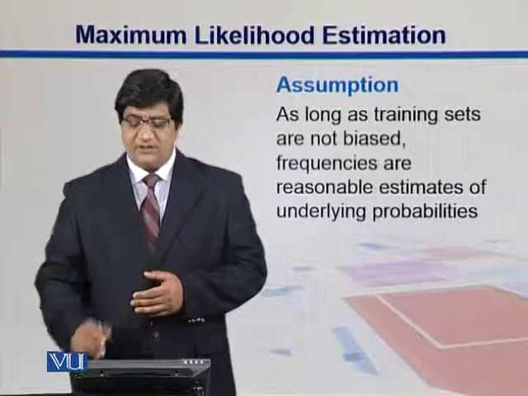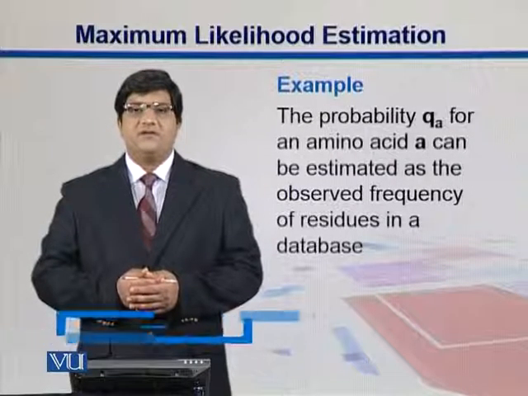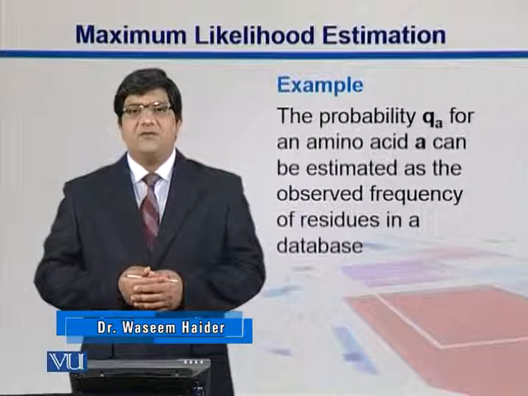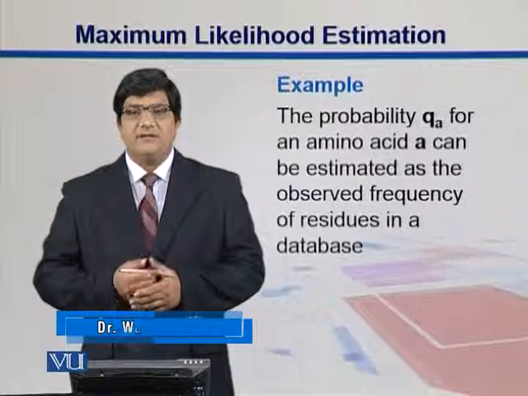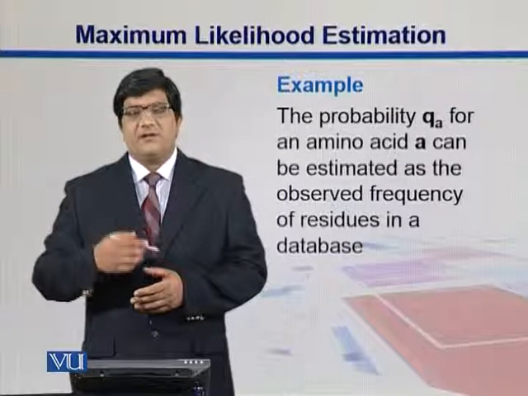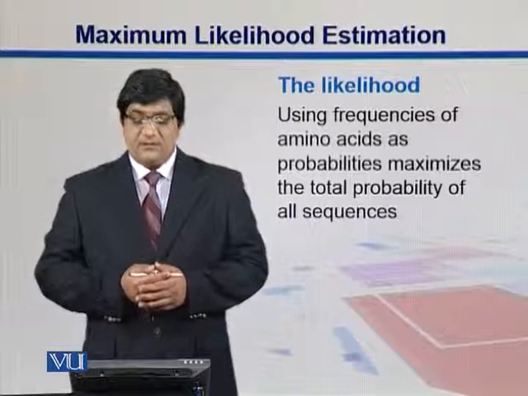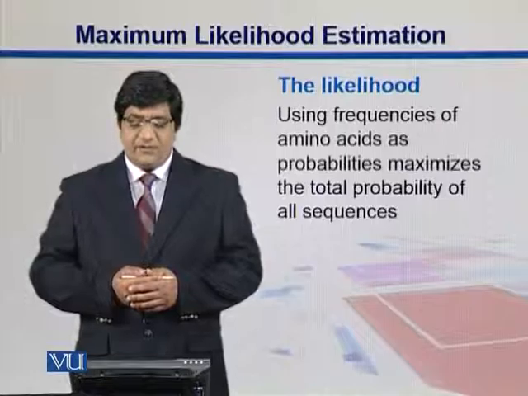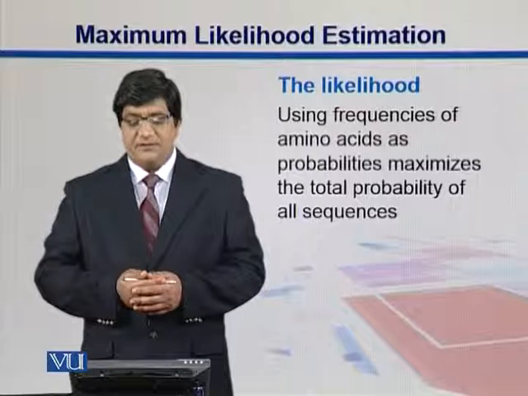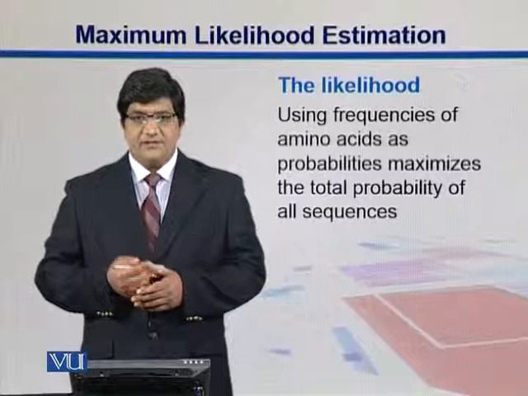So what we can do here is, for example, we can have a database with different occurrences of some amino acid A, and the probability of that amino acid A is given by Q of A. So we can get an estimate of that probability by counting the frequencies of that amino acid in that particular database. So using frequencies of amino acids or nucleotides, whatever the situation is, as probabilities maximizes the total probability of all sequences. That kind of approach is called the likelihood approach.